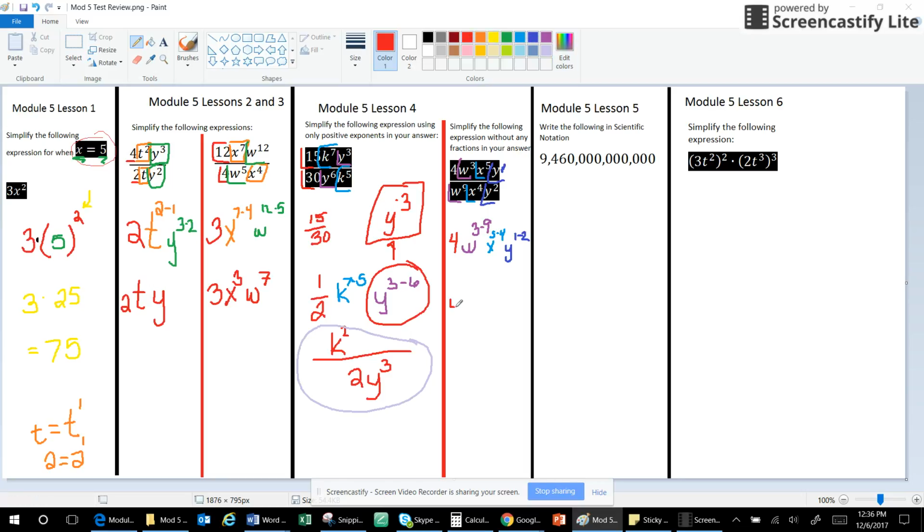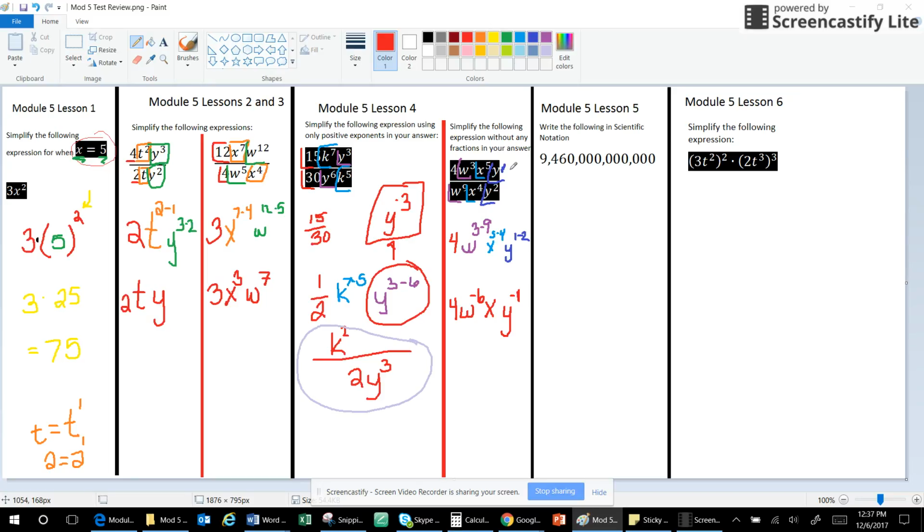Now I see I have 4. w to the 3 minus 9. 3 minus 9 is negative 6. x to the 5 minus 4 would be 1. So remember, we don't write the exponent of 1. And then y to the 1 minus 2. 1 minus 2 is negative 1. Now we do write negative 1. And there we go. We have no fractions, so we're complete. We get 4w to the negative 6, x, y to the negative 1.